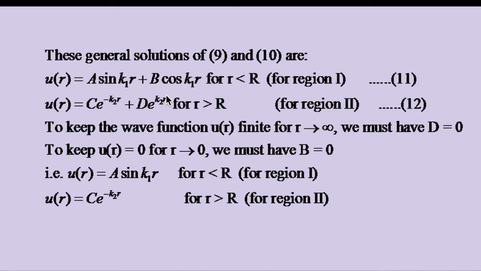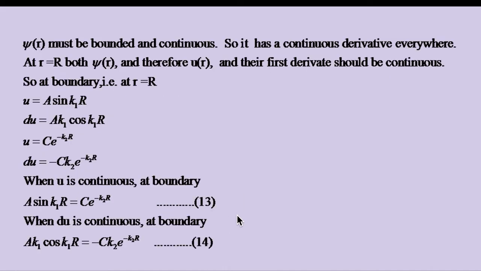So this should not exist, to get the conditions, and also this should not exist. So now we have B is equal to 0 as well as D is equal to 0. So now we can write u(r) as A sin k1 r for r less than R, and u(r) as C e raised to minus k2 r for r greater than capital R.